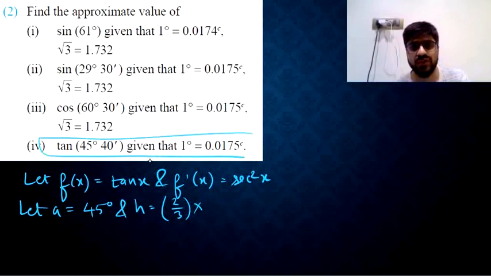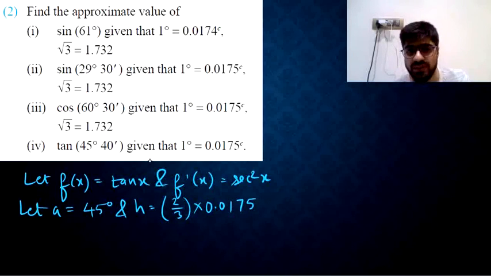So we are at the fourth question. Okay, just in case you got confused, we are at the fourth question. 1 degree is 0.0175 radians, so we will be using h as 2 by 3 degrees and converting it to radians, so into 0.0175. Let's continue with f of a plus h, that will be 45 degrees and 40 minutes.